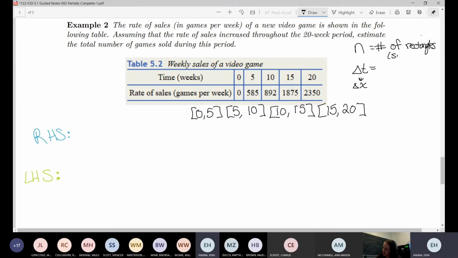I should also say sometimes they're called subintervals. I didn't tell that to my last class, I forgot. So sometimes they might say break it up into 5 subintervals. That means break it up into 5 rectangles. And the delta t or delta x or delta whatever variable you're working with, that's going to be the width of the rectangle.